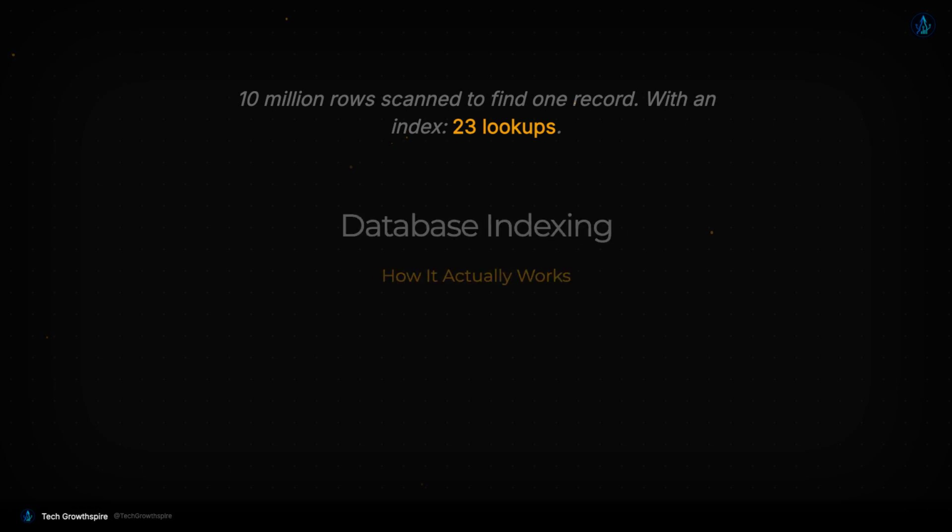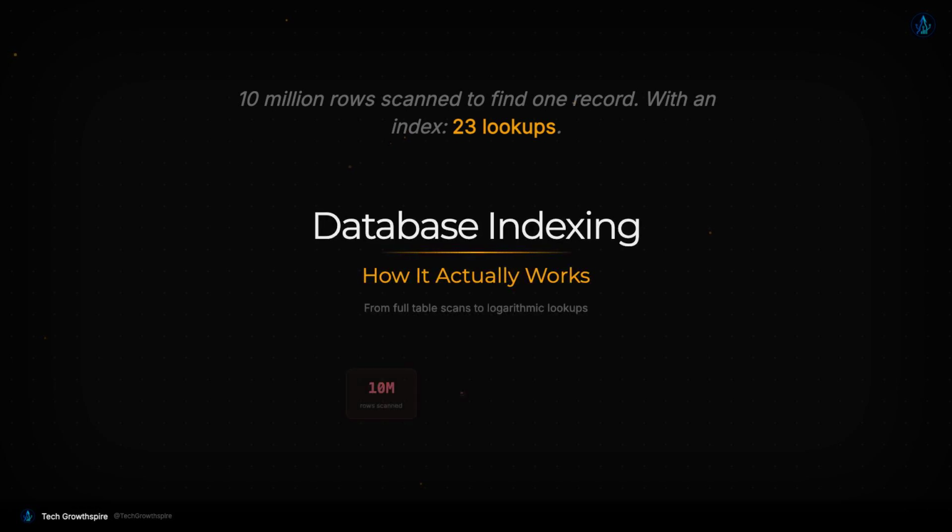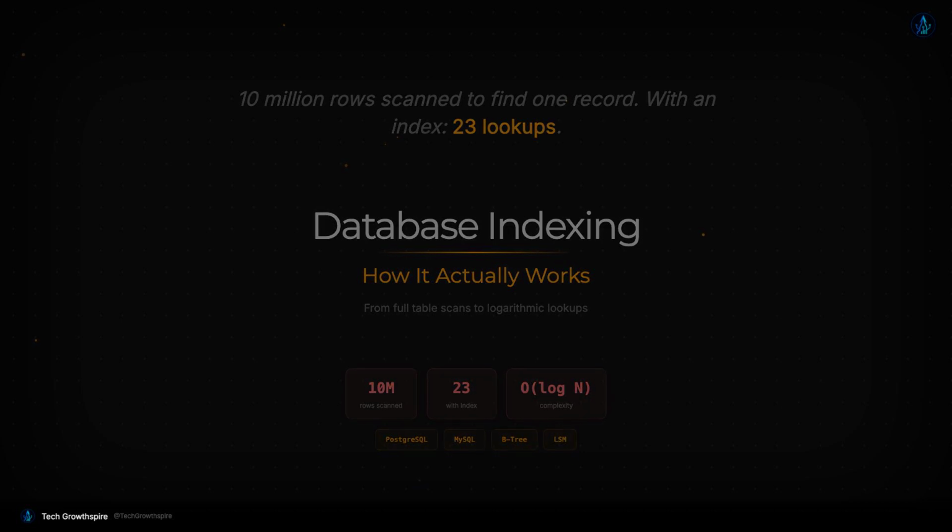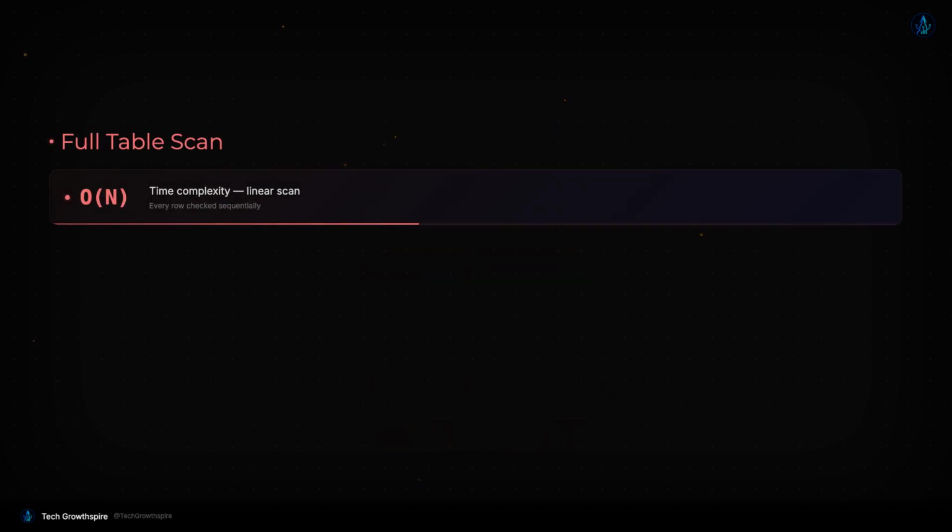Your database query just scanned 10 million rows to find one record. With the right index, it would check only 23. That's not magic, that's computer science. Today, you'll understand exactly how database indexing works from the ground up. Let's start with the problem.